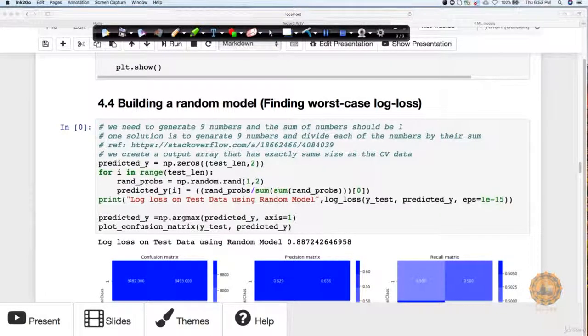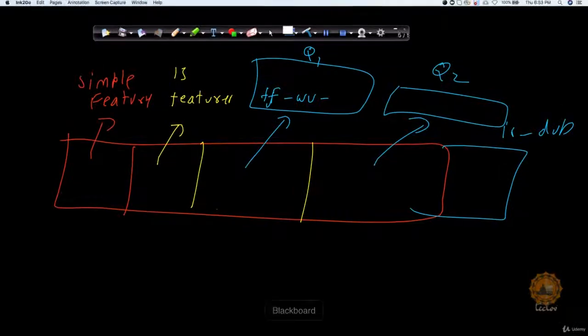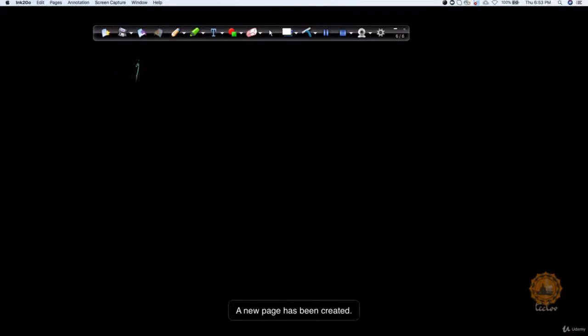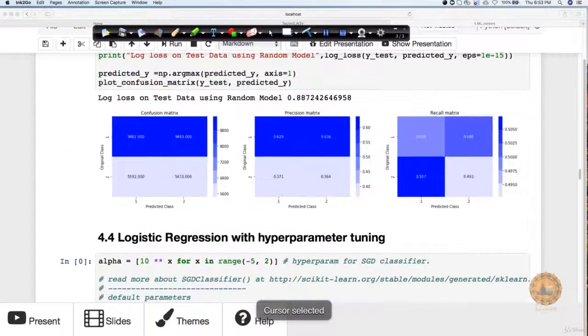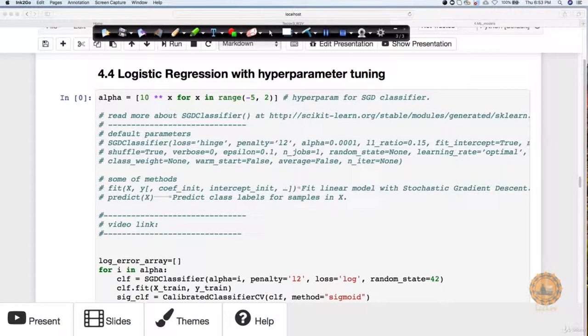So what we have done last time was we created a random model and we got the log loss around 0.88. So with a random model we have 0.88. Now what we are going to do in this section is create different other models, and in fact what I would be working on is mainly logistic regression, linear SVM and XGBoost.